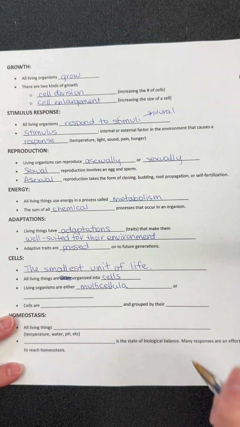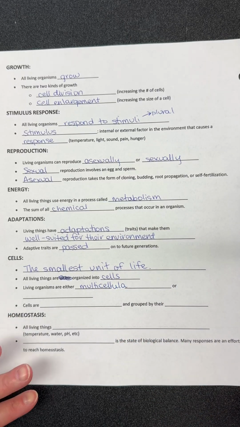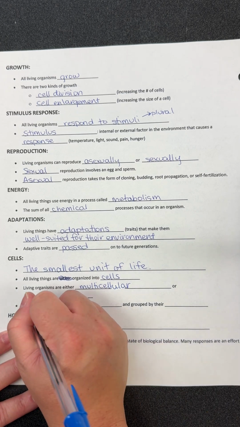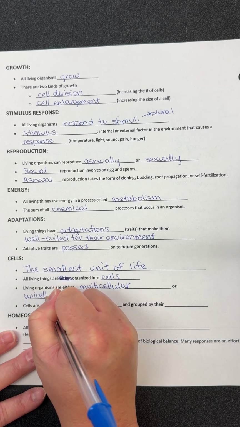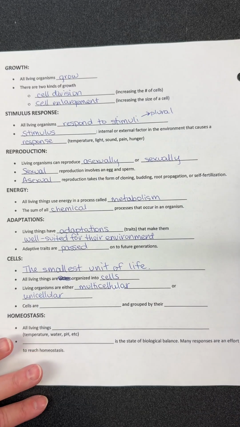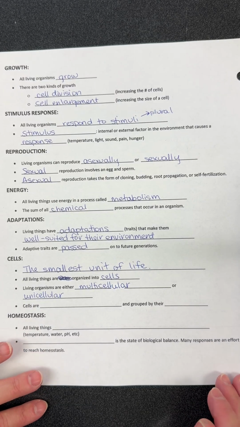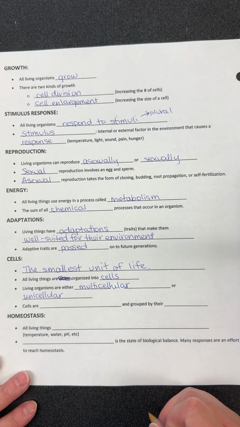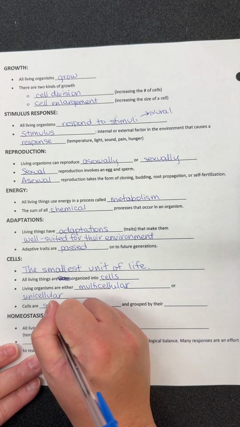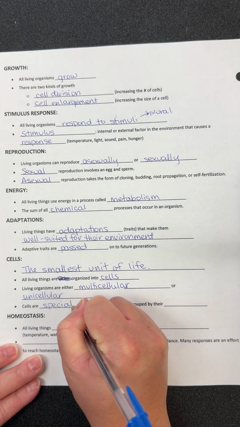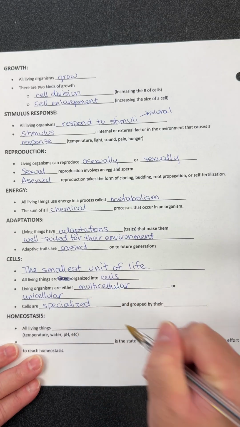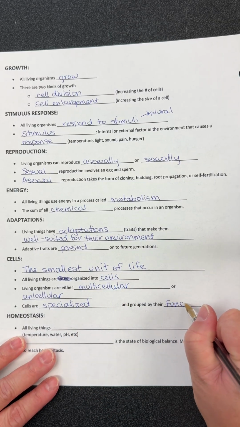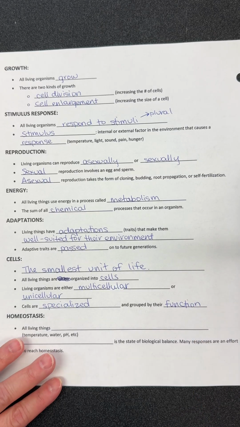There we go. So living organisms are either multicellular, made up of many cells, or they're unicellular, like bacteria. And we're going to look at both this semester, actually. You'll get to see them under the microscope. Cells are specialized and grouped by their function, which allows us to kind of play into the organization part of this.